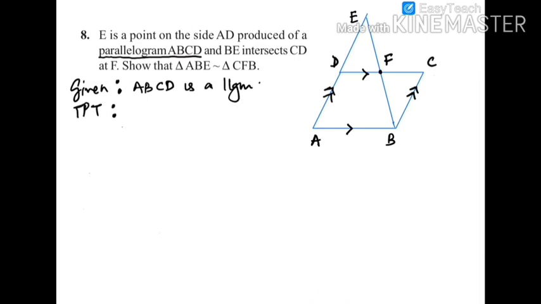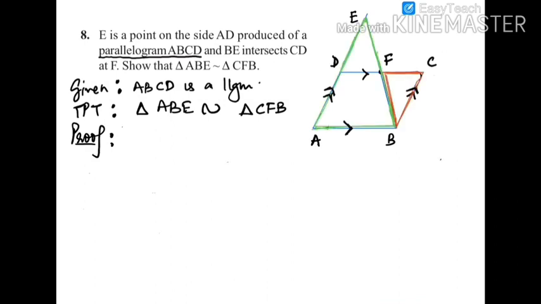To prove, as clearly stated, we have to show triangle ABE is similar to triangle CFB. Triangle ABE and triangle CFB can be shown similar if two corresponding angles in these two triangles can be shown equal. So the two triangles that need to be shown similar are marked with different colors in the figure.